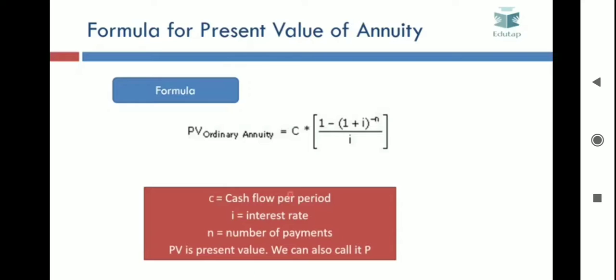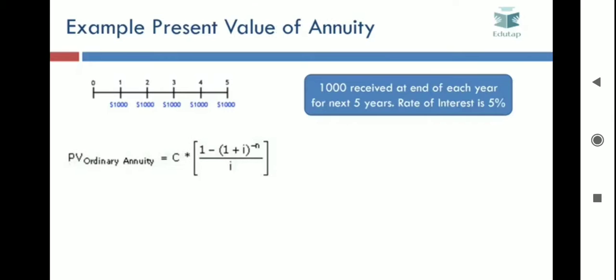The formula is C into 1 minus (1 plus I) raised to the power minus N, divided by I. C is the cash flow or the investment done at the end of each year. I is the interest rate, N is the number of payments, and PV is the present value of the annuity. We can also call it P. Now let's try to solve our example using the formula.